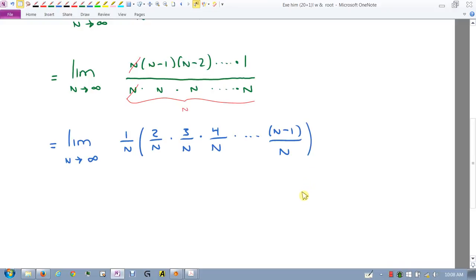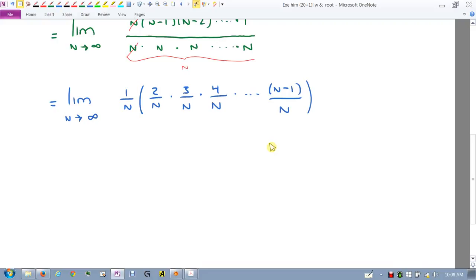I know that looks kind of weird to write it this way, but do you agree that this is the same thing as this? It's written backwards. 1 over n is here. And then the next thing in front of this would have been a 2 over n, and that's here, and then a 3 over n, then a 4 over n, and I'm going backwards until I get out to n minus 1. Agreed? All right.